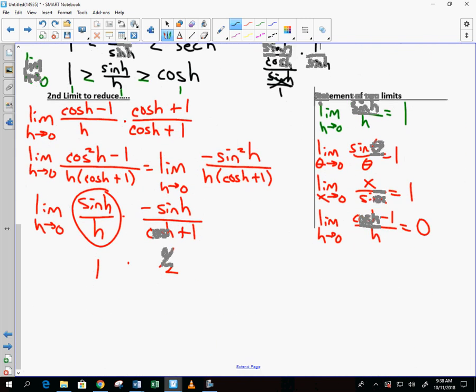This is not sine times h, it's the sine of h. So just like you couldn't take the square root of x over x and just cancel off the x's and leave a square root, same thing here. You can't just cancel off the h's, okay?